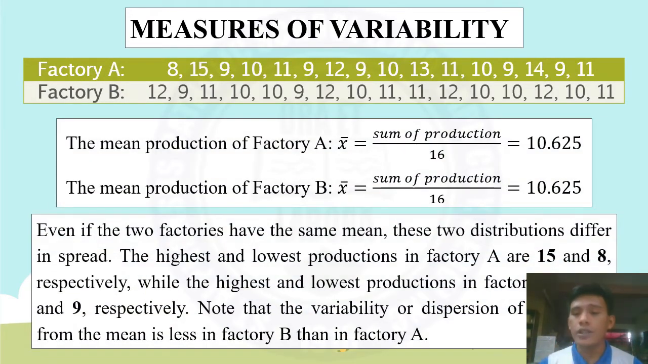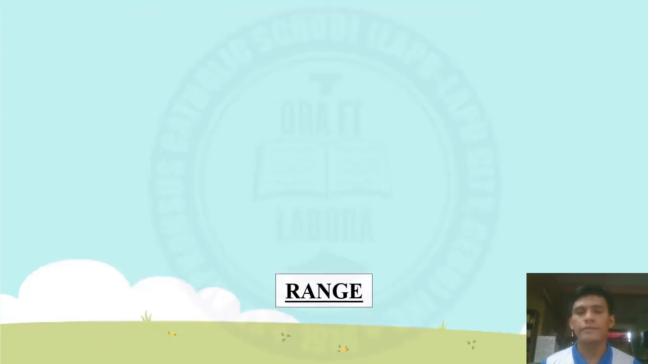These two distributions differ in spread. The highest and the lowest productions in factory A are 15 and 8, respectively, while the highest and lowest productions in factory B are 12 and 9. Note that the variability or dispersion about the mean is less in factory B than in factory A.